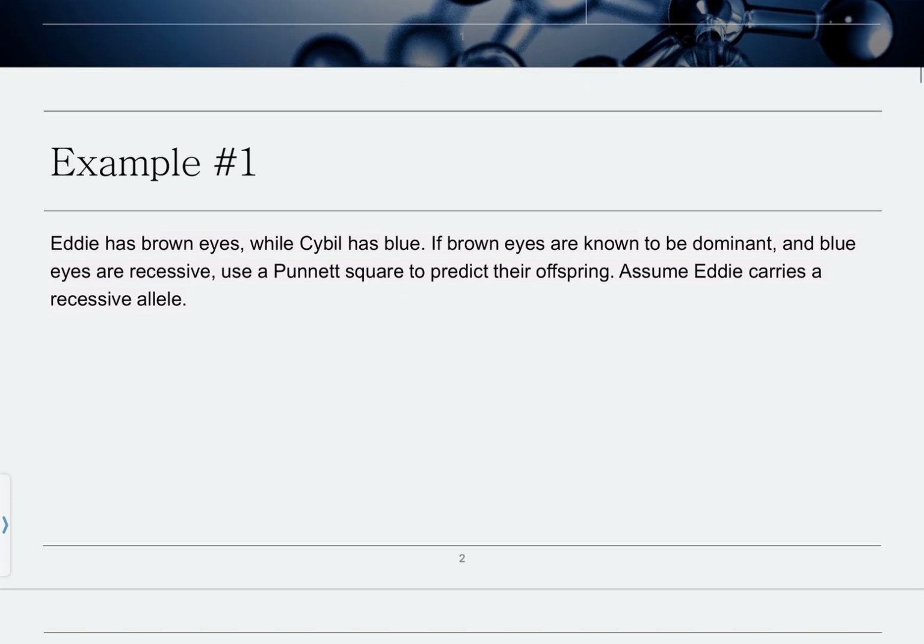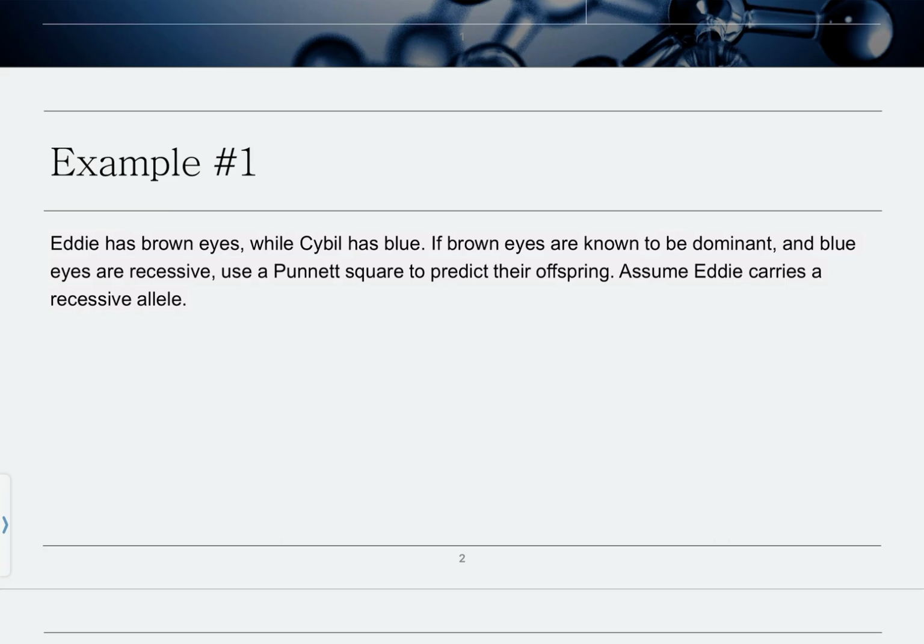Okay, so again, what you're supposed to do first is figure out what type of inheritance it is. Is it complete dominance? Is it codominance? Is it incomplete dominance? Is it sex-linked recessive, sex-linked dominant, or is it a blood typing problem, which is going to involve both codominance and complete dominance? So this is the first problem that you can go in and read for yourself.